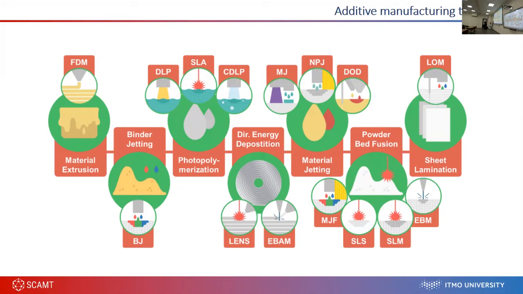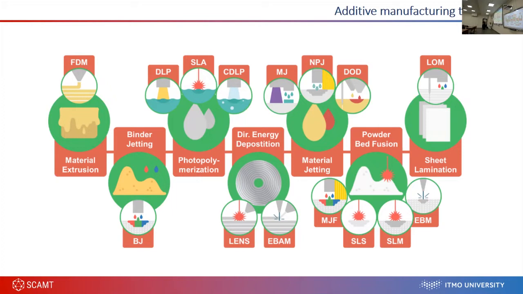These methods show how you can print structures by a continuous stream of material from the nozzle. Binder jetting and powder bed fusion both use powders as their base of printing. Binder jetting uses a binder, and powder bed fusion uses local heating, and so on.